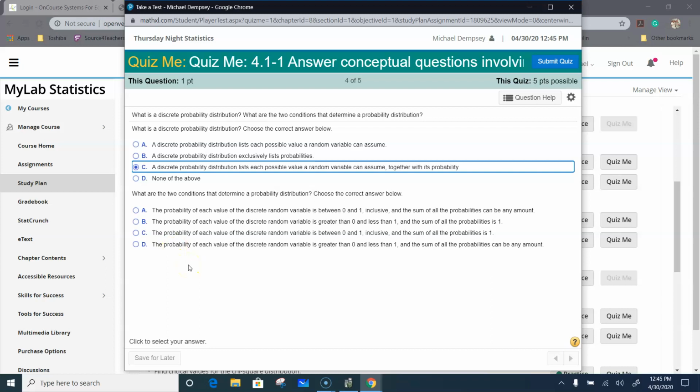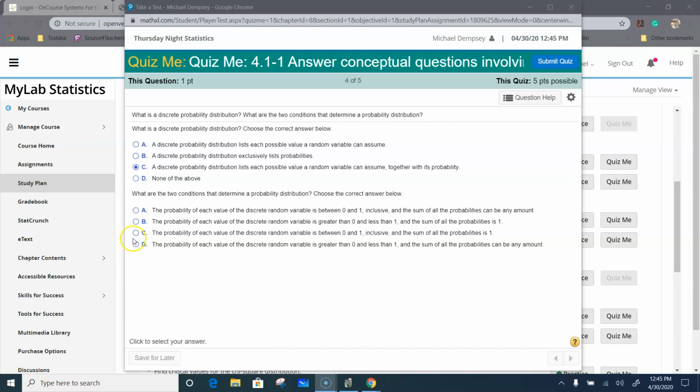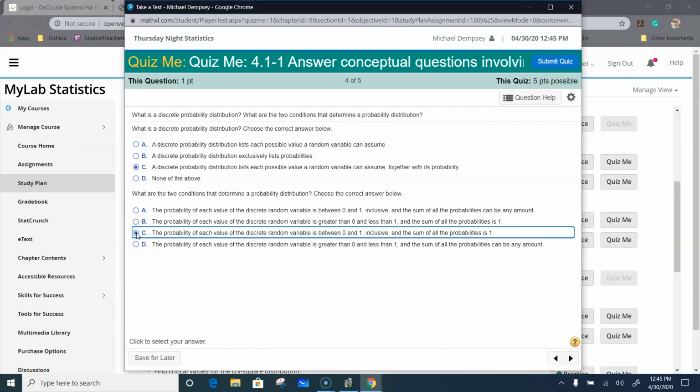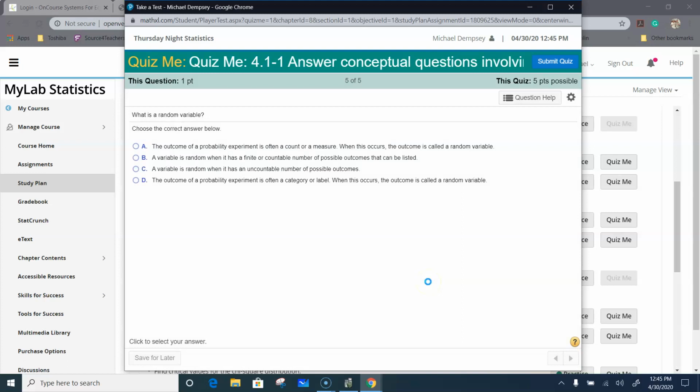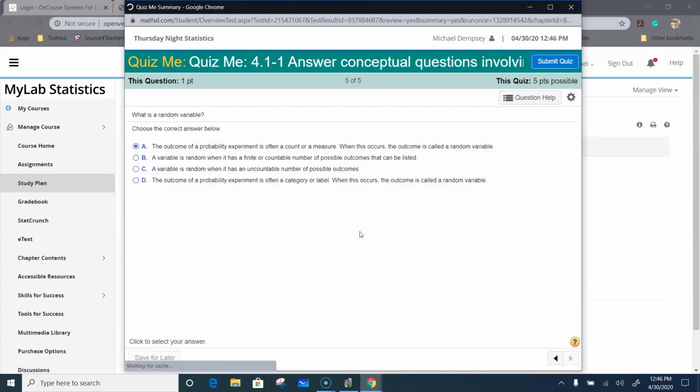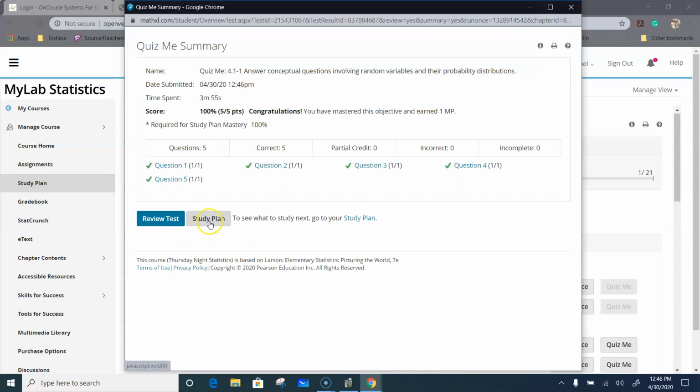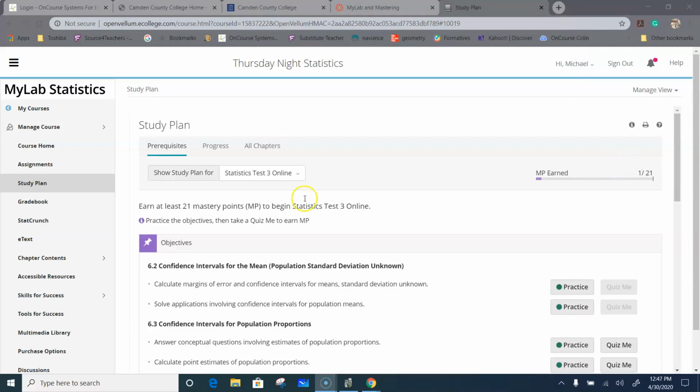Two conditions that determine a probability distribution. Okay. So not a big mystery here. The probabilities for each value can be any number between 0 and 1, but all the probabilities, all the events, must add up to 1 for it to be valid. Okay. And what is a random variable? So when the variable takes on a number value, those are our random variables. We're not talking about categorical labels here. Okay. Back to the study plan.